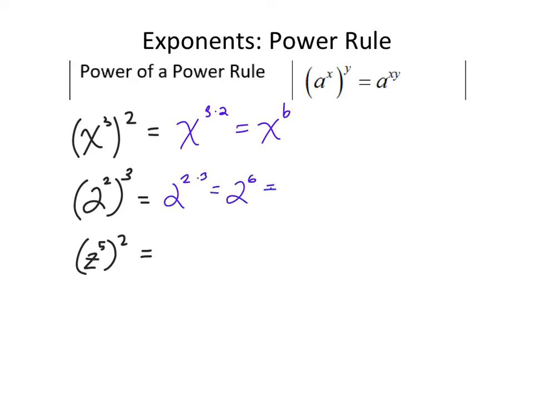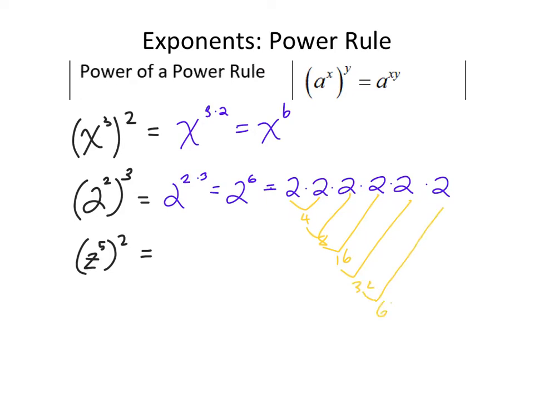Again, we'll have to evaluate this. 2 times 2 times 2 times 2 times 2 times 2, 1, 2, 3, 4, 5, 6 times 2. The way I usually do it is I'll actually work on this on my own here. So I'll say, okay, 2 times 2 is 4, times 2 is 8, times 2 is 16, times 2 is 32, times 2 is 64. So this is actually equal to 64.